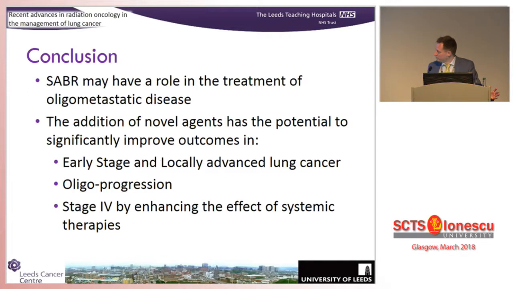But going forward, I think SABR may have a role in the treatment of oligometastatic disease. I think the addition of novel agents has the potential to improve outcomes not just in early stage and locally advanced disease, but also in oligoprogression. And I think it's very interesting, particularly the combination of immunotherapy and radiotherapy in the advanced stage. We may be able to prolong some of the excellent benefits of immunotherapy in some patients, and for those patients who aren't suitable for immunotherapy, by giving radiotherapy, you might convert them into patients who are. So a lot of things are happening.